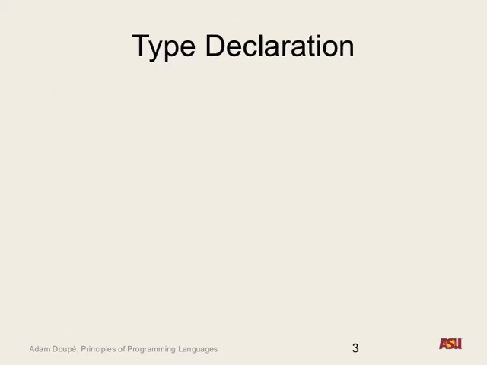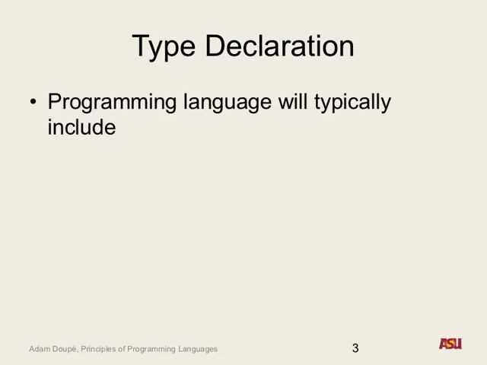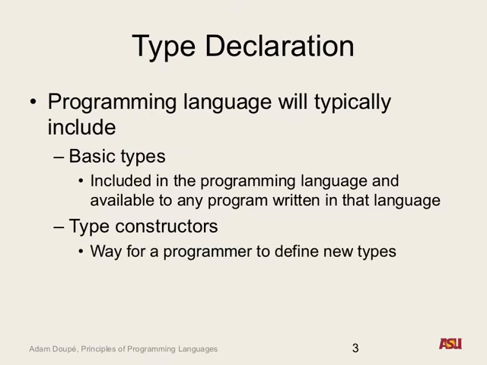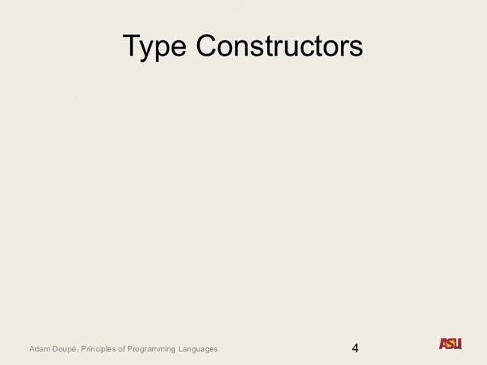So in order to create new types, we have to have the ability to declare types. The programming language, as we saw, is going to include basic types. Basic types are included in the language, and they're available to any program that's written in that language. But we also need some kind of type constructors. We need a way for programmers to construct and create new, complex, interesting types. So what kind of type constructors do we have that you've used?